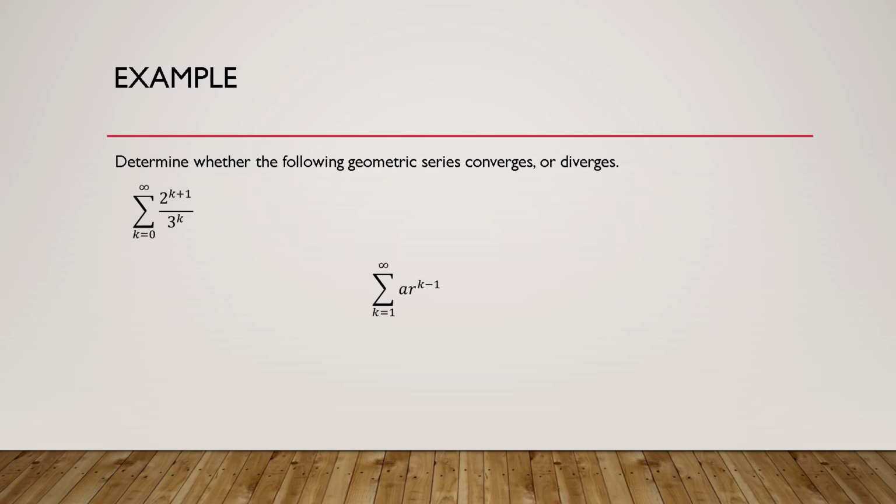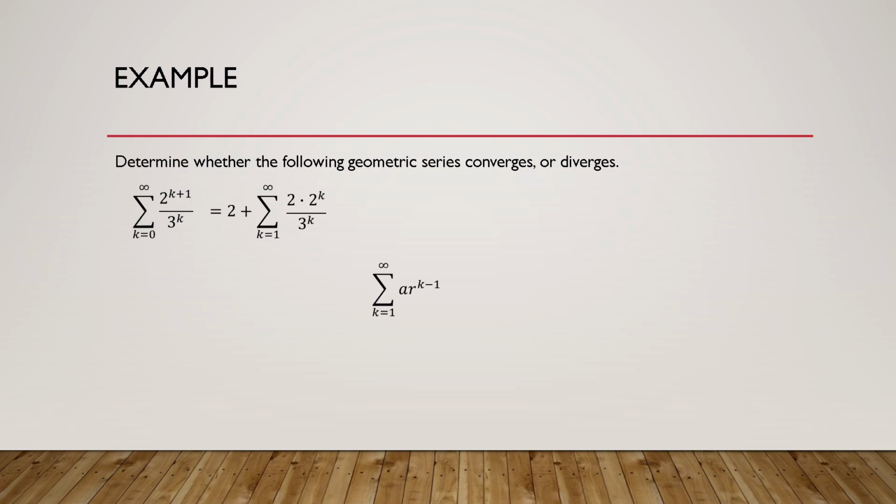Since the sum starts with k equals 0, we'll take the 0 term, 2 to the 0 plus 1 over 3 to the 0. This equals 2. So we'll put that before the sum sign as an addition and change the sum to start at k equals 1. Next, we separate the numerator and gain a common exponent. 2 to the k plus 1 equals 2 times 2 to the k.